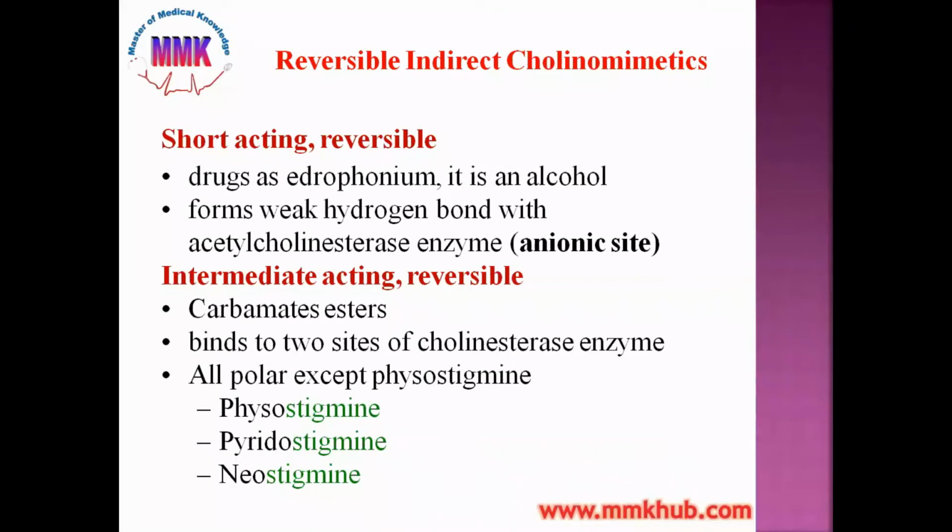The short-acting reversible one is edrophonium, as I've told you before. It is an alcohol and forms a weak hydrogen bond with the acetylcholinesterase enzyme. The intermediate-acting ones are the carbamates, and they bind two sites of the cholinesterase enzyme, and all are polar except physostigmine. You can remember the carbamates by the suffix "stigmine": physostigmine, pyridostigmine, neostigmine. And they are basically used for myasthenia gravis treatment.